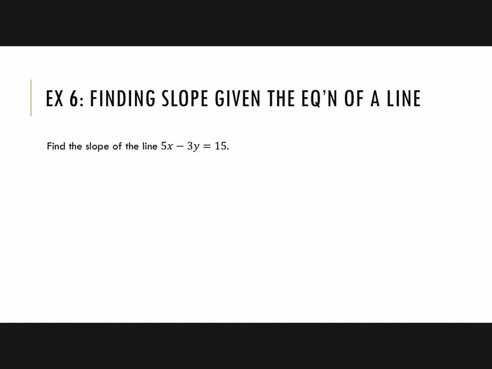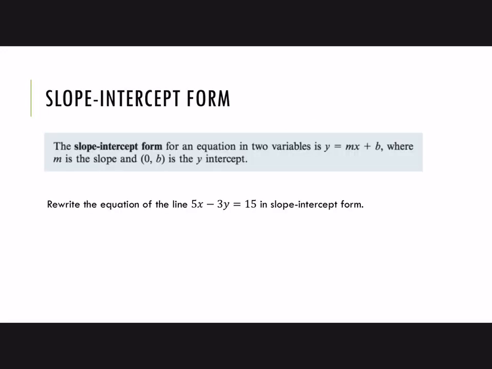Okay, finding slope from the equation of a line. Now, if I could rewrite this in this form, y equals a number times x plus another number, then I can just look at the equation and see what that slope is. This is called slope-intercept form. y = mx + b. m is the slope, and then b is the y-intercept.